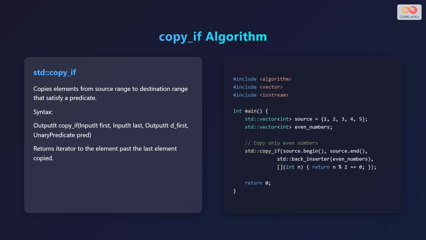Next, we use the copy_if algorithm to copy only the even numbers from the source vector to the even numbers vector. The copy_if algorithm takes 4 arguments: the beginning iterator of the source vector, the end iterator of the source vector, the back inserter, which is used to insert elements into the even numbers vector, and a lambda function that checks if a number is even. Finally, the program returns 0, indicating successful execution.